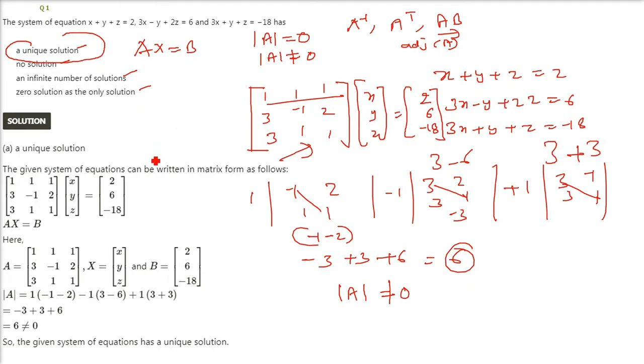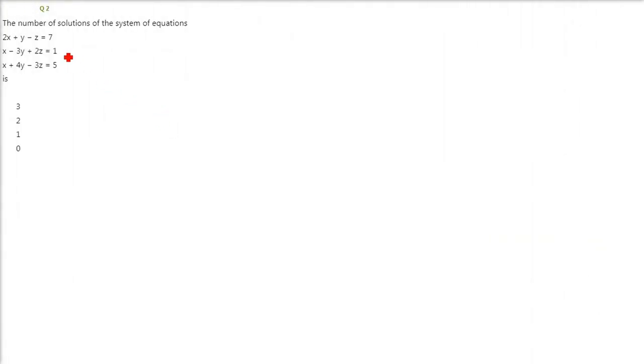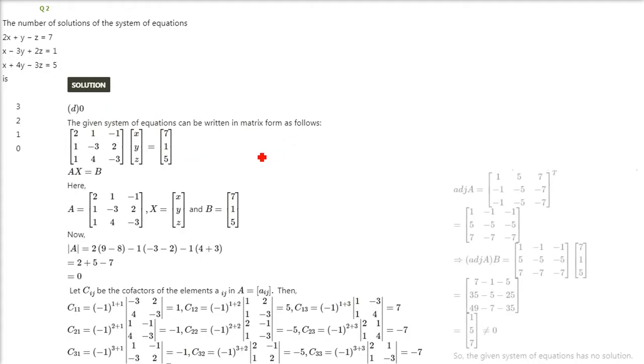I hope you have understood this. First, determinant of A. The number of solutions of the system of equations, the same thing. So we have 3, 2, 1, 0. So AX equals B, because in order to find out, we have to do that. But you don't have to calculate everything. Why? Because if determinant of A is not equal to 0, it is a unique solution, we have already seen.